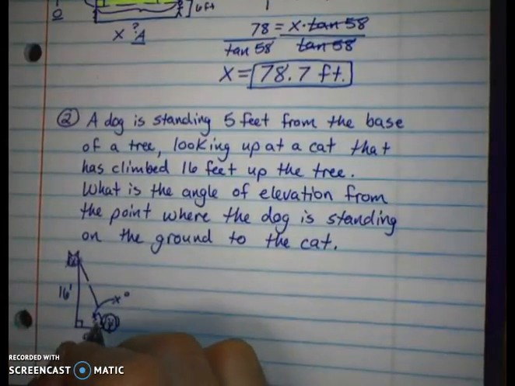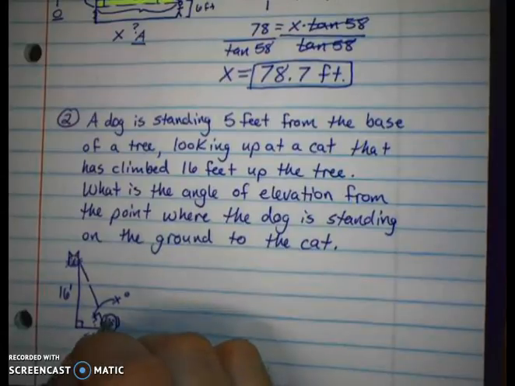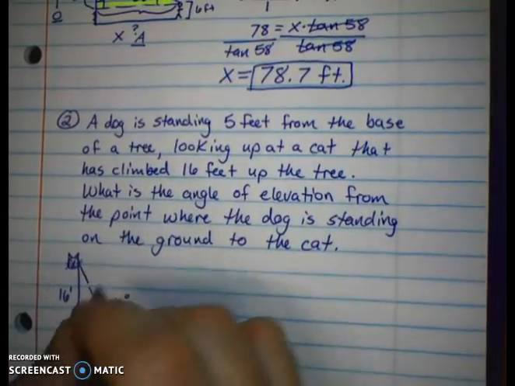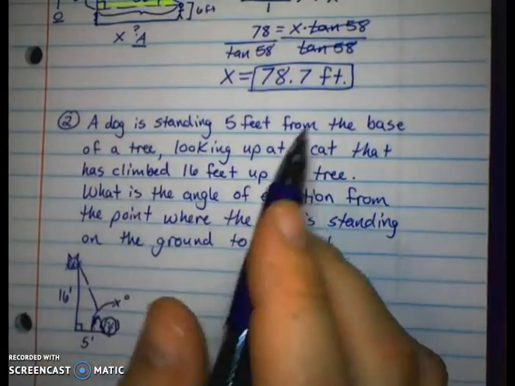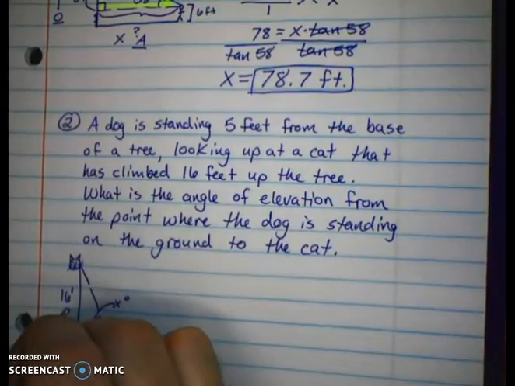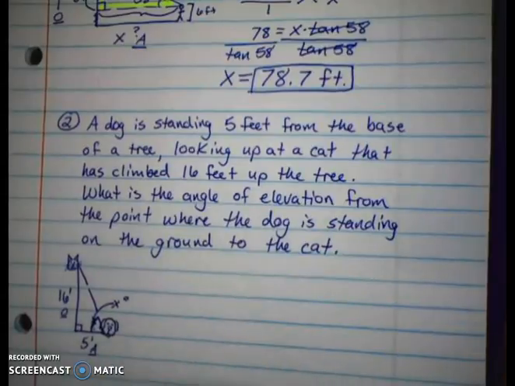This is our angle of elevation. Notice it says from where the dog is standing on the ground, so we don't have to worry about the dog's height or anything like that. We're just going from a place on the ground. We want to find that angle. All right? In order to do that, we are going to use SOHCAHTOA again. The 16 feet up the tree is the opposite leg to that angle, and the 5 feet on the ground is the adjacent leg, so we're again using tangent.